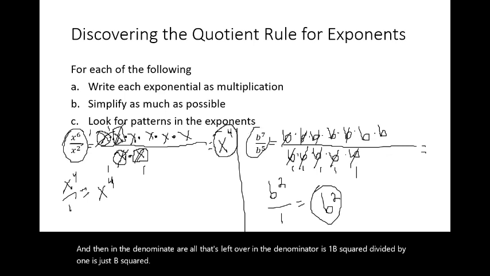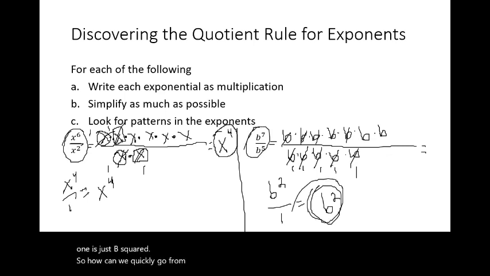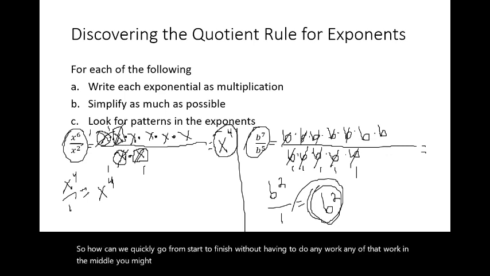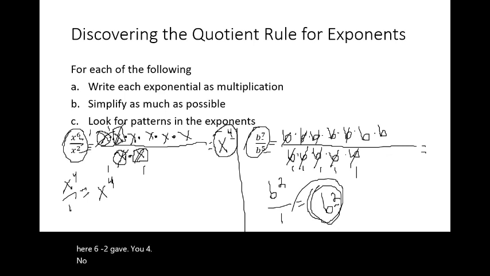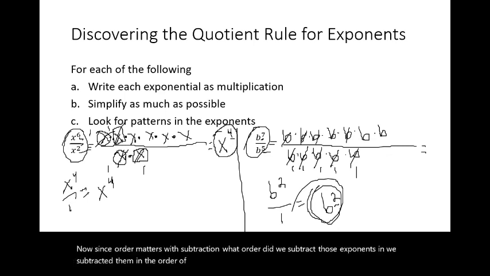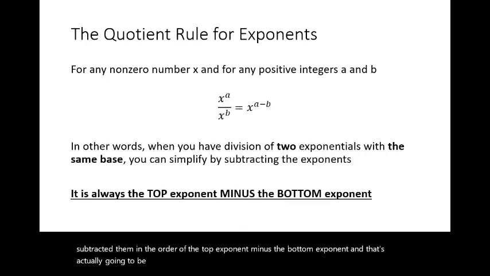So how can we quickly go from start to finish without having to do any of that work in the middle? You might notice that you just subtract the exponents. 7 minus 5 gives you 2. And then over here, 6 minus 2 gave you 4. Now, since order matters with subtraction, what order did we subtract those exponents in? We subtracted them in the order of the top exponent minus the bottom exponent. And that's actually going to be extremely important. So that is the quotient rule for exponents.